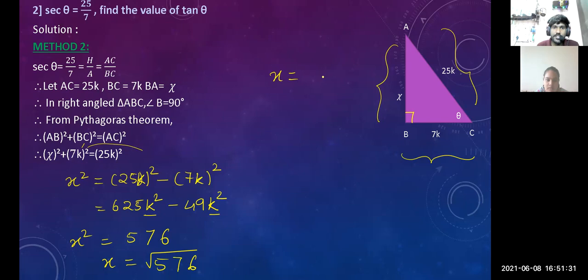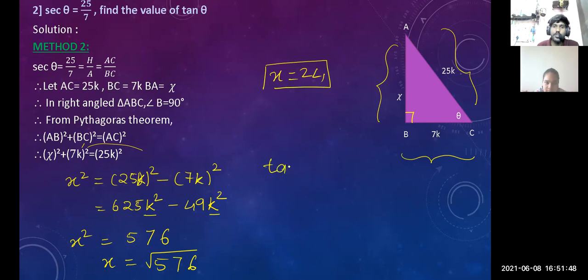So what is the square root of 576? This also we did, 24. So x is equal to 24. We got the value of x.